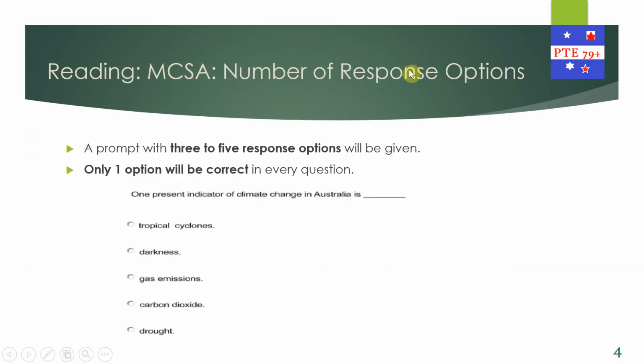The number of response options, this we all know already. Out of these radio buttons, you can select one of these. Here we have 5 options. So response options can be 3 to 5, either 3, 4 or 5.